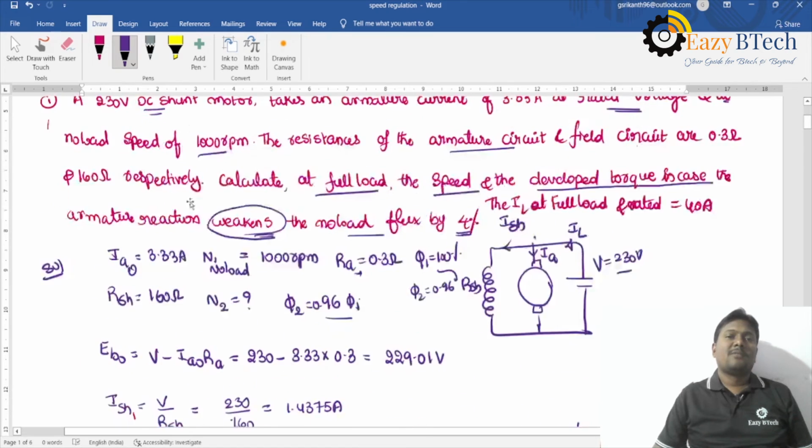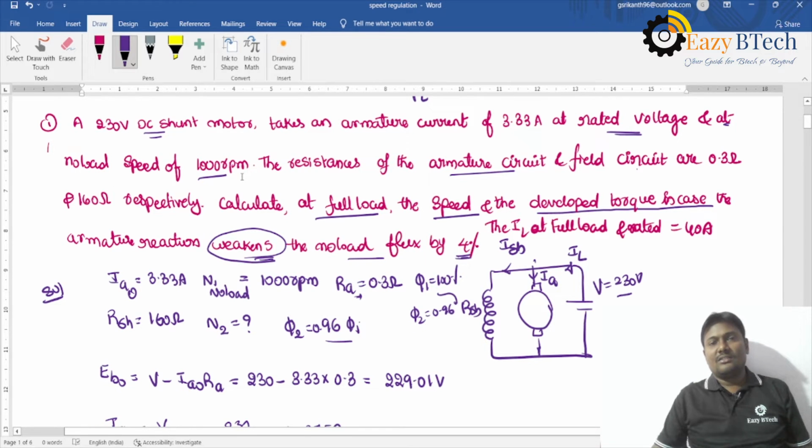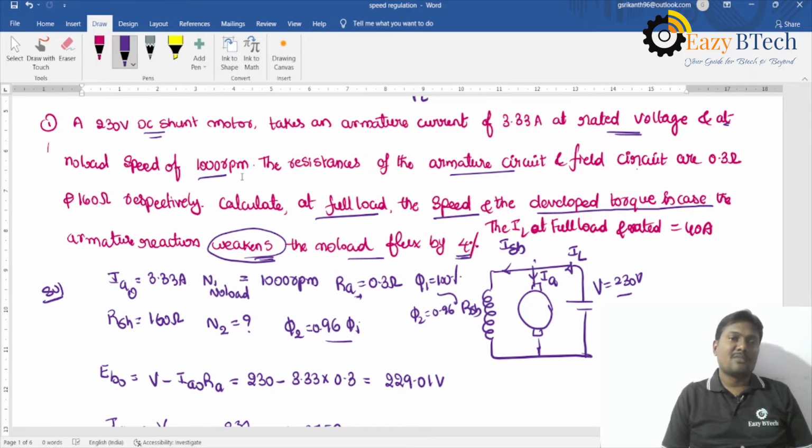So once again I am explaining this problem. A 230 volts DC shunt motor takes an armature current of 3.33 amperes at rated voltage at a no load speed of 1000 rpm. The resistances of the armature circuit and field circuit are 0.3 ohms and 160 ohms. Calculate at full load the speed and the developed torque in case the armature reaction weakens the no load flux by 4%.